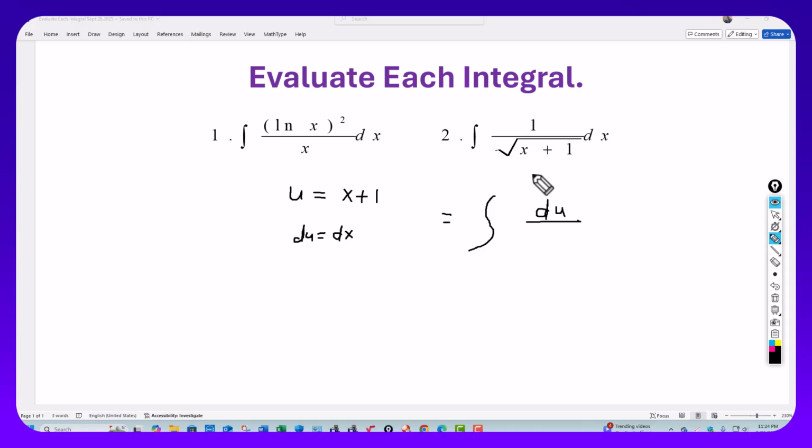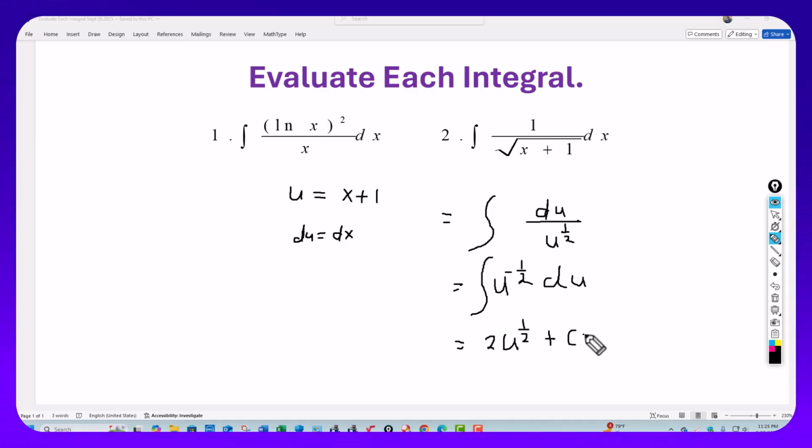The denominator, the x plus 1 is u, so this will be u, square root of u, or if I write it as u to the 1/2. Simple integration now with respect to u. Take this upstairs, becomes u to the negative 1/2. And we just add 1 to the exponent of negative 1/2. We get a 1/2, u to the 1/2. And then we divide the coefficient 1 by 1/2, we get a 2. And then it's plus the constant of integration.